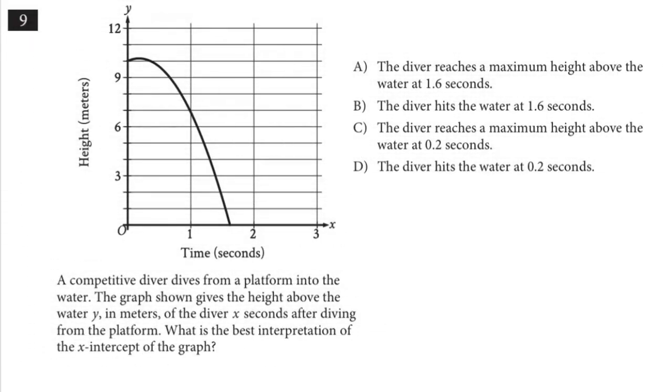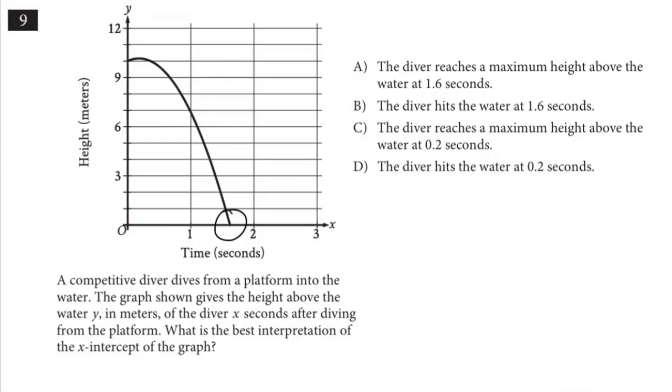Question 9 shows this diagram. A competitive diver dives from a platform into the water. The graph shown gives the height above the water, y, in meters of the diver x seconds after diving from the platform. So we have time and height. What is the best interpretation of the x-intercept of the graph? This is the x-intercept. So let's see what the options are.